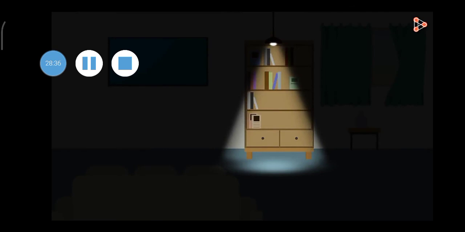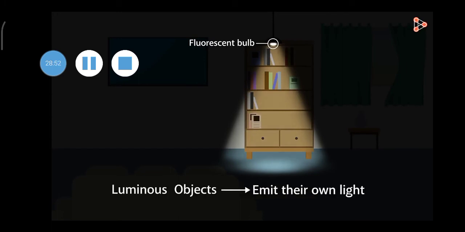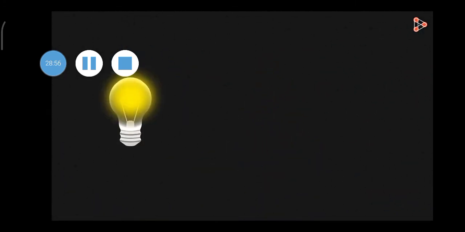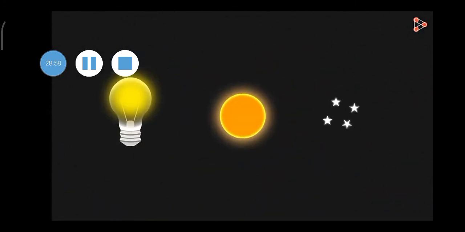But where is this light coming from? This light is coming from this source, which is a fluorescent bulb. You see that this bulb is emitting its own light. The objects which emit their own light are called luminous objects. Can you give me any other examples? Incandescent light bulb, the sun, the stars are also luminous objects.